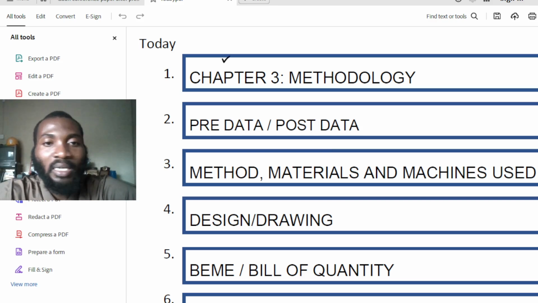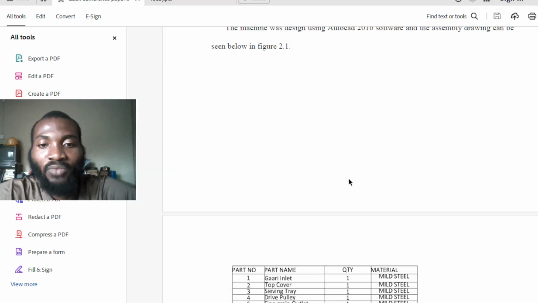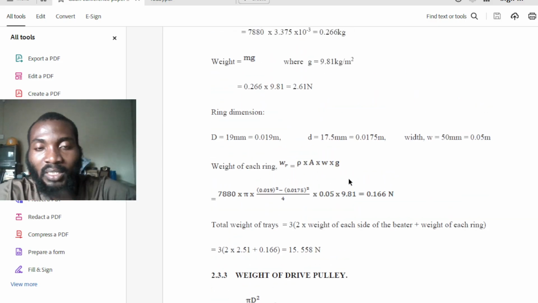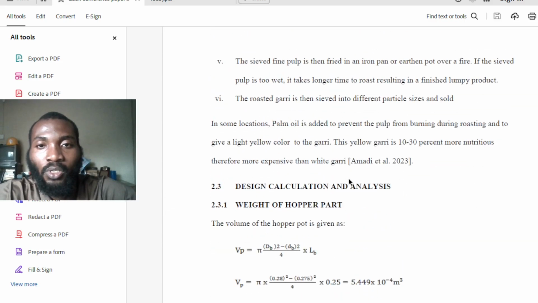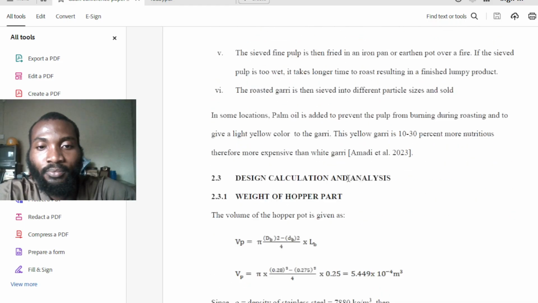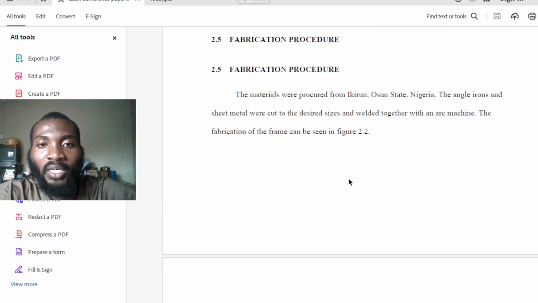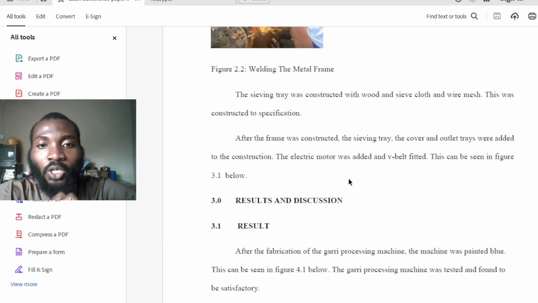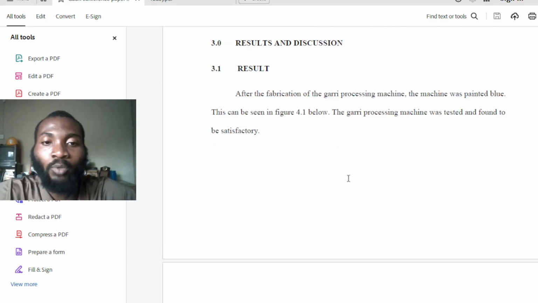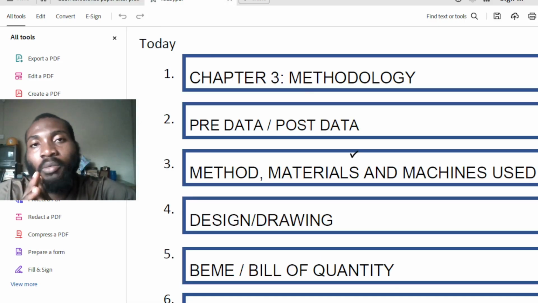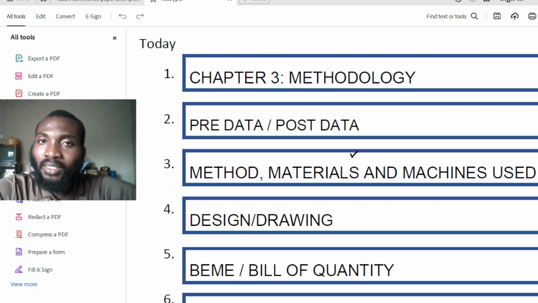First, let's take a sneak peek into the conference paper. You see first here the design calculations. Very important. You see the drawing, very important. The fabrication procedure, that's for the final report. Fabrication procedure, the drawing, also the cost, bill of quantities, or bill of engineering measurement and valuation, anyhow you choose to call it. So let's begin.